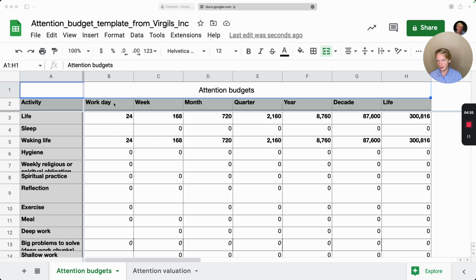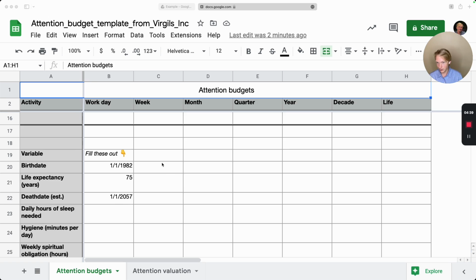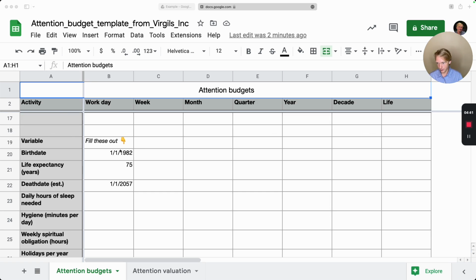So we'll calculate things at the day. I have work day here for reasons I'll explain in a second. The week, month, quarter, year, decade, and potentially the rest of your life. Of course, how long you're going to live for is fundamentally uncertain, but this is at least kind of a benchmark you can use. All right, so that'll get populated based on things that we fill out down here. Now, of course, this is a spreadsheet.